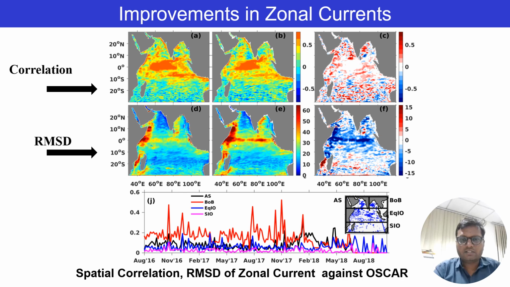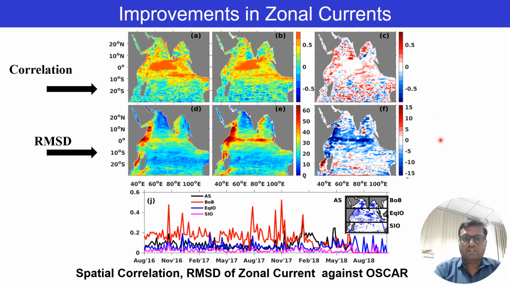Improvements in zonal currents are presented here. Currents are independent variables, meaning no current observations are assimilated in the present system. First row indicates correlation patterns and the second row indicates spatial RMSD patterns. Figure C highlights the differences in correlation patterns from both systems, that is LETKF minus free ROMS. Red indicates improvement and blue indicates degradation in figure C. LETKF is improving correlation in most of the regions.